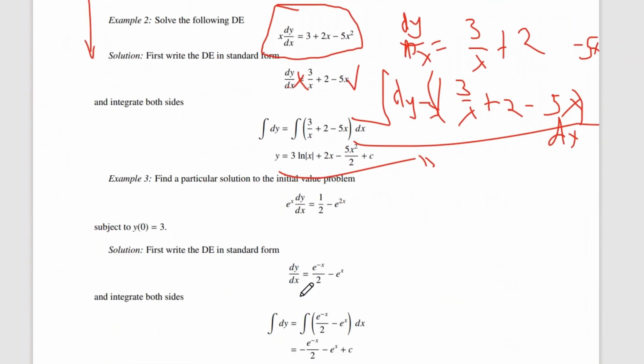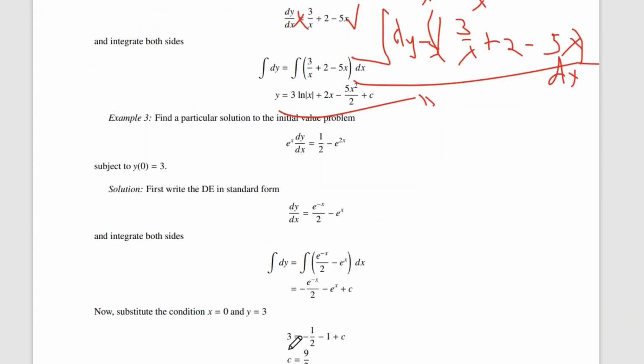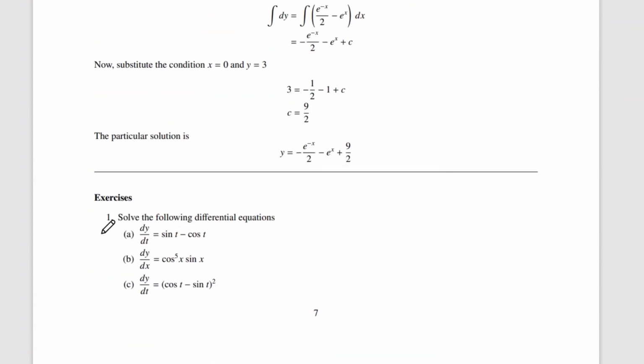So you must recap and familiarize yourself with differentiation formulas and integration formulas. I believe in your school they will provide those kinds of tables. Now, find the particular solution to the initial value problem. I might not go through these because I don't want the video to be long. I'll go straight to the exercise of direct integration.